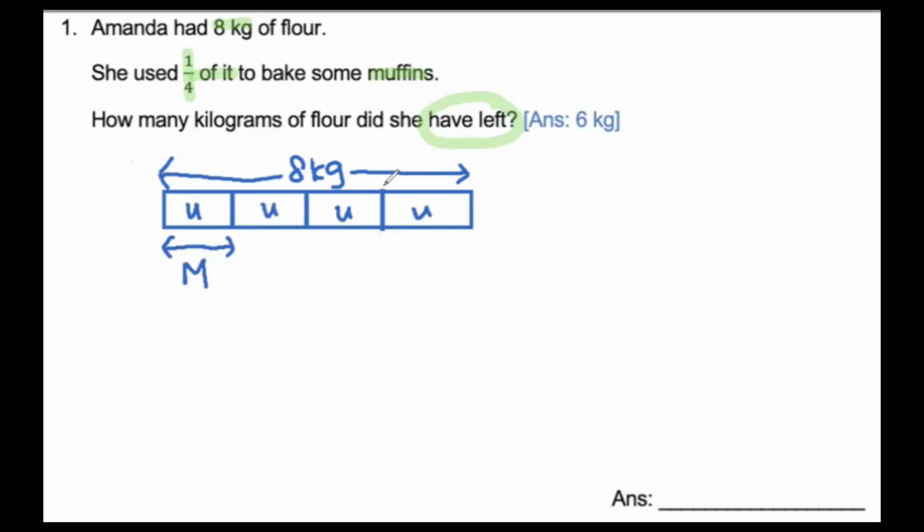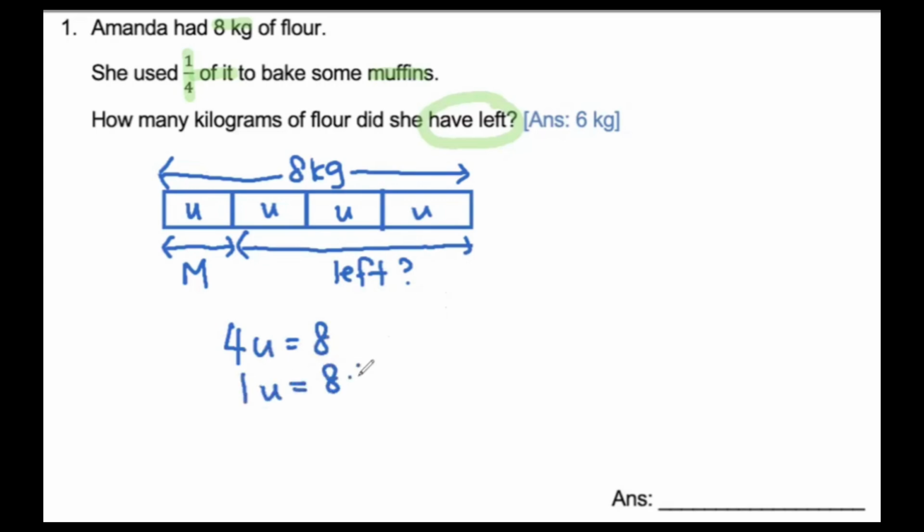Since nothing else was mentioned about the flour, we can also indicate the rest of the units here as what was left. And this is what we need to find to solve the question. Now, with this, we know that 4 units stands for 8 kg. We will be able to find 1 unit, which is 8 divided by 4, and that gives us 2. Since we are able to find the 1 unit, we also know that this is the amount that is actually used to bake the muffins. This is the 2 kg.